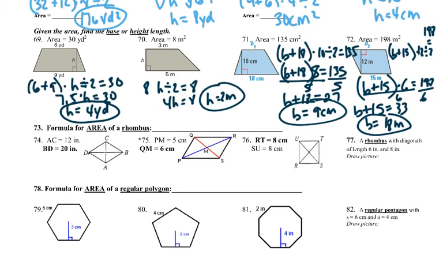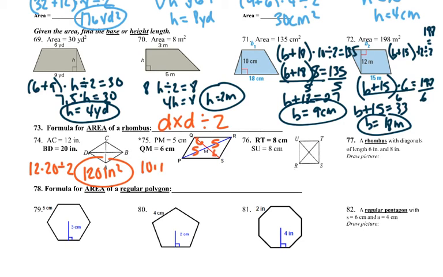Our last couple shapes, the formulas are a little bit similar, so remember the rhombus formula, diagonal times diagonal divided by 2. I just abbreviated that. So 12 times 20 divided by 2 is 120 inches squared. You take the whole diagonal, so that's why we put the star there. PM was 5, the whole diagonal is 10. QM was 6, the whole diagonal is 12, divided by 2. So that turns out to be 60 centimeters squared.